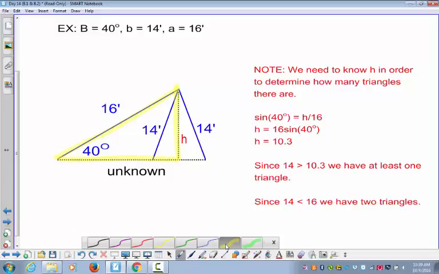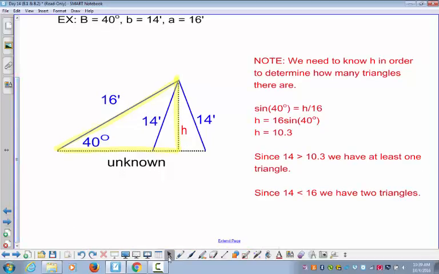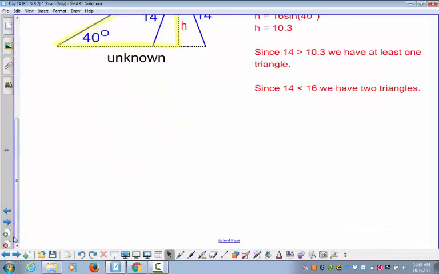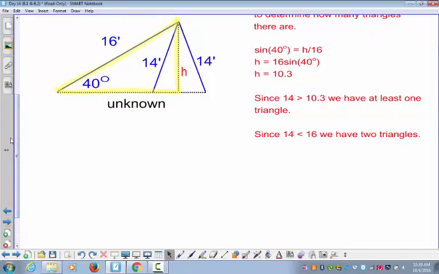Any questions on how we conclude that there's two triangles there? Everybody see those inequalities that you're comparing? So to have at least one triangle, this second side has to be greater than h. To have two triangles, it also has to simultaneously be less than the first side. So they can swing under or swing out. Two possibilities. All right, so let's solve them. I think I have enough space there. Let's do it here. Okay.